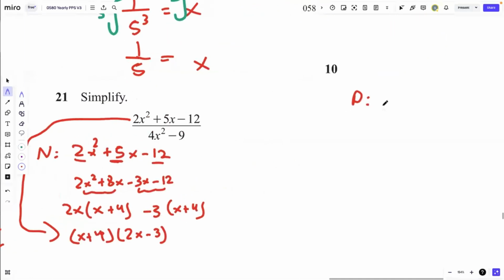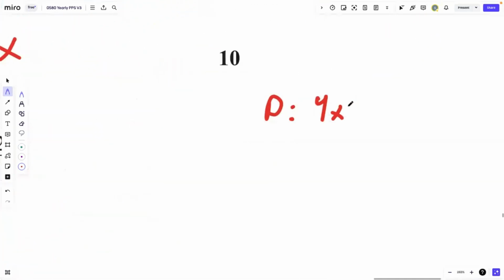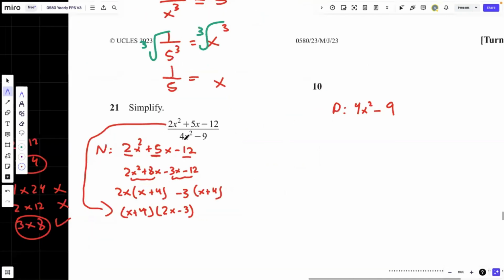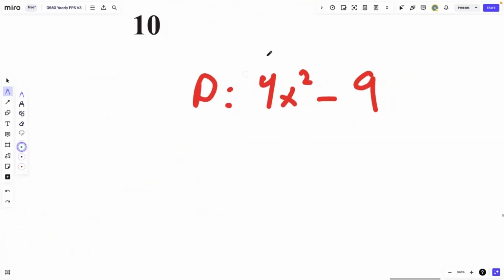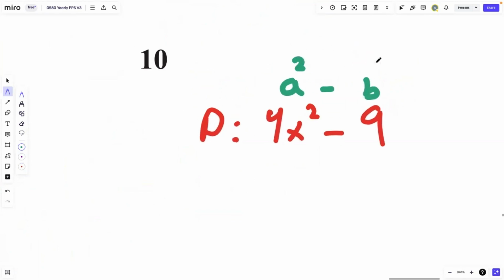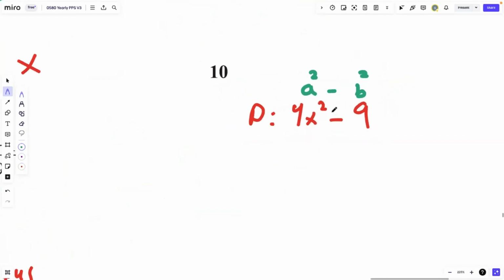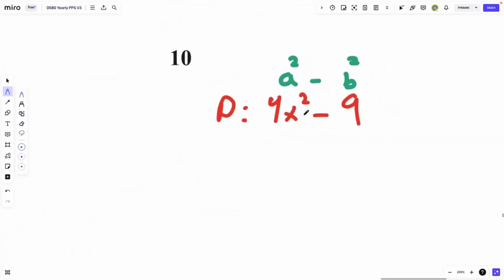Now for the denominator, it's going to be 4x squared minus 9. That is what the question said. We cannot take common, but we can apply the algebraic identity, because what we do see is two terms with a minus in between them, and they both are perfect squares or can be brought into that condition. So 4x squared minus 9 would allow us to apply the identity.